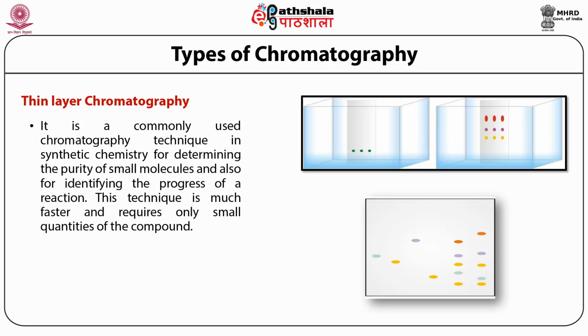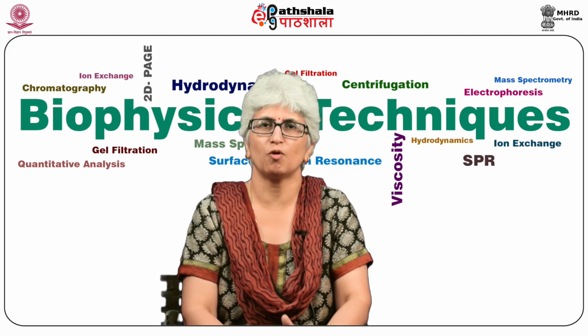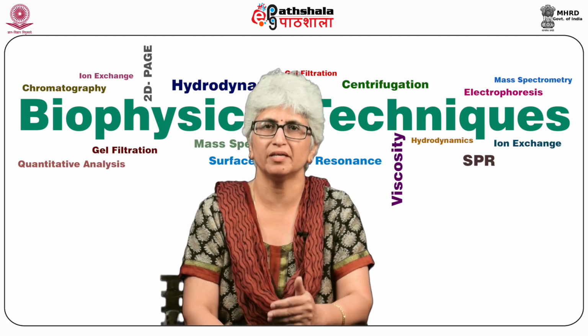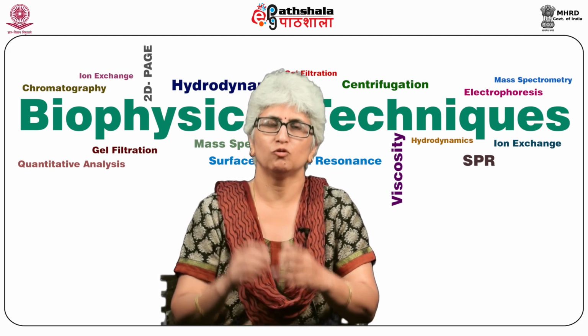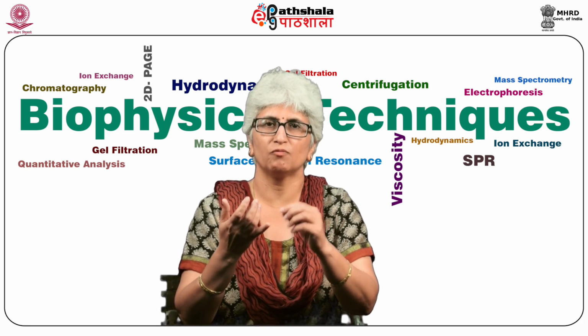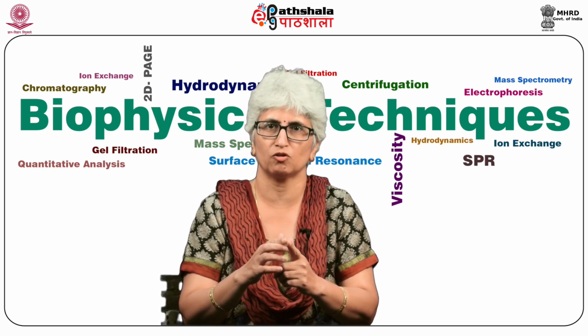This technique, compared to other techniques, is much faster and requires a very small quantity of the analyte to be separated. Ion exchange chromatography utilizes the charge property of the analyte to be separated and the resin. So this can be divided into two parts. One is cation exchange chromatography and another one is anion exchange chromatography.